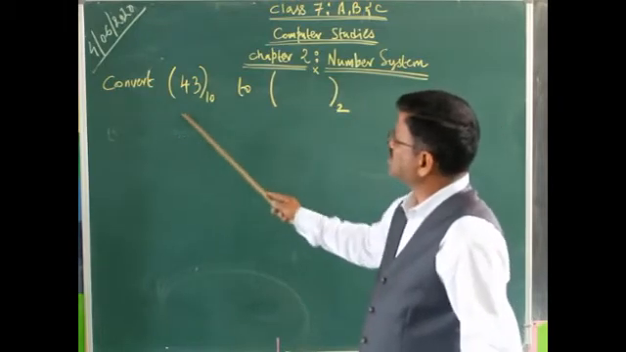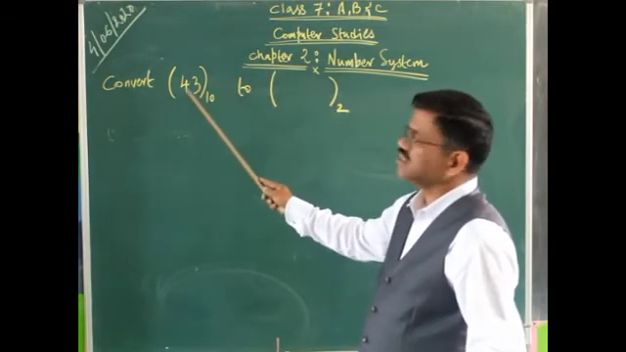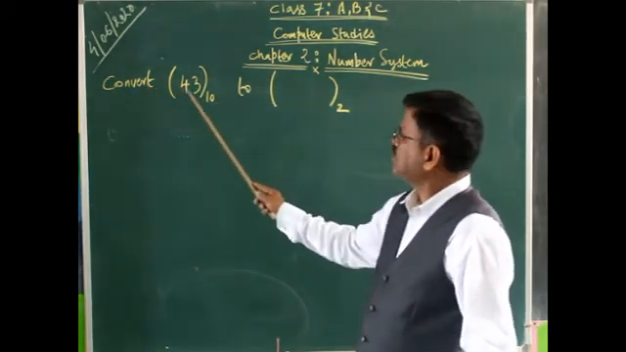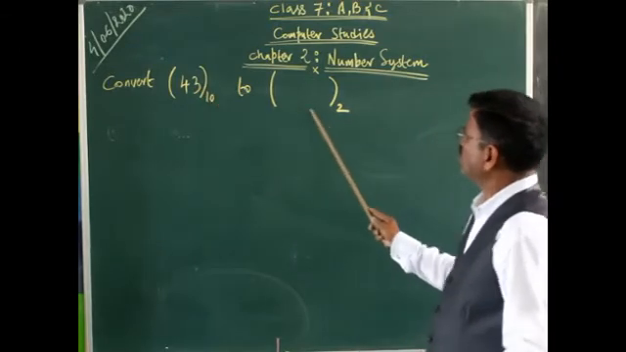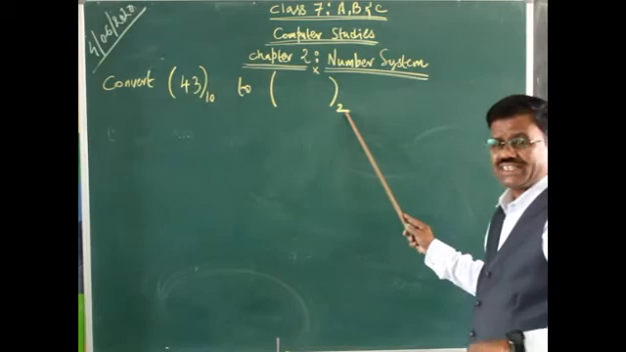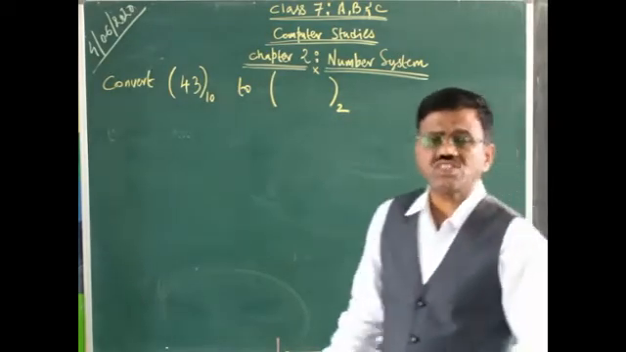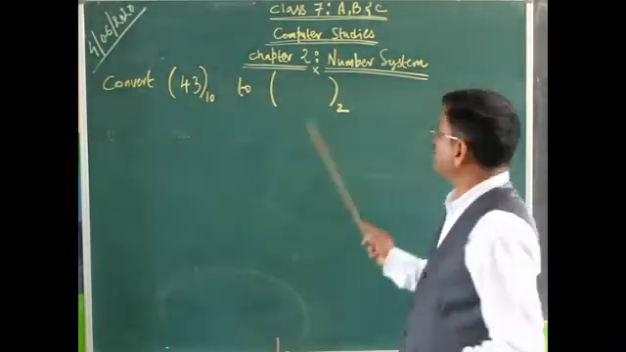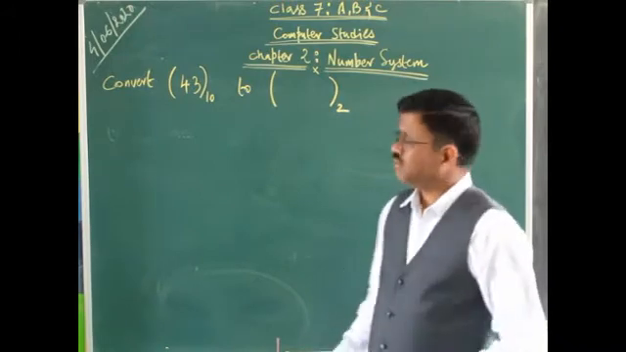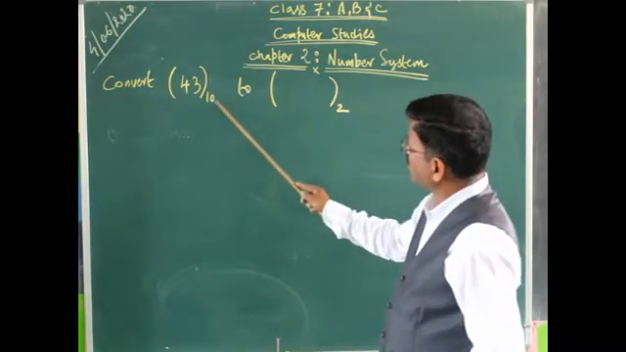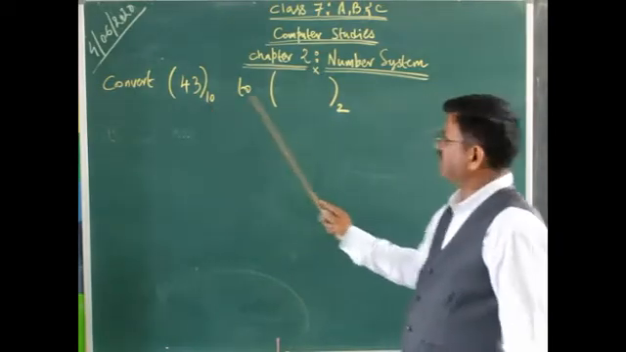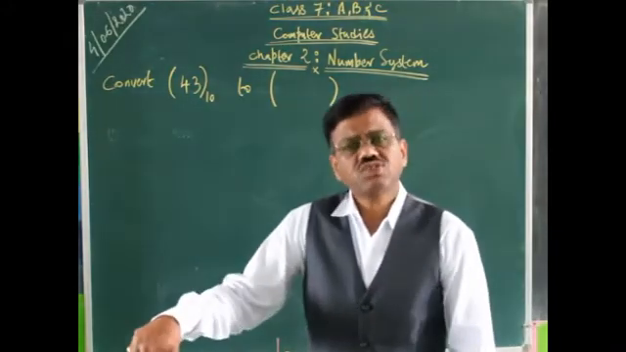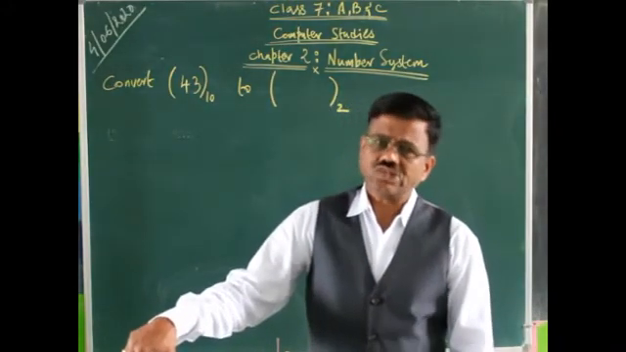What does it signify? I wanted to convert 43 of decimal to binary. What is the subscript? 2. If it is 2, what does it signify? Binary. If it is 8, it's an octal number. If it is 16, it's a hexadecimal system. If it is 10, it's a decimal. If it is 2, it's binary. If it is 8, it's octal. If it is 16, it's hexadecimal, right?